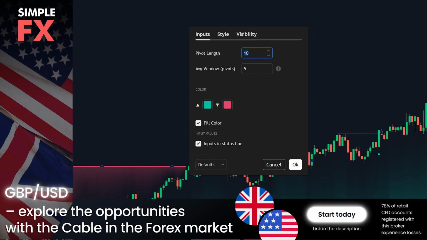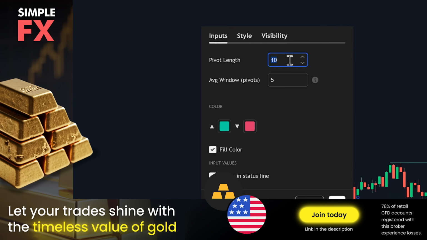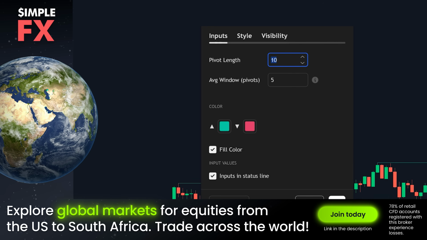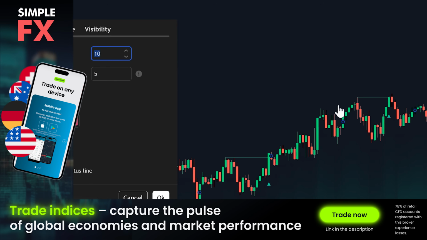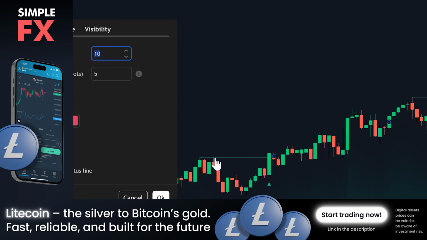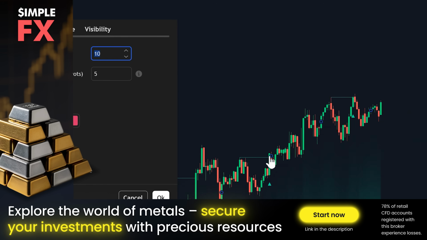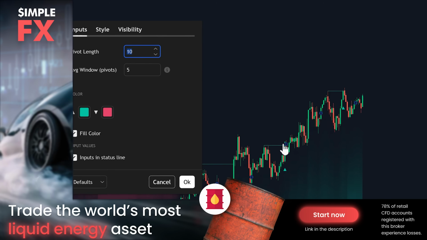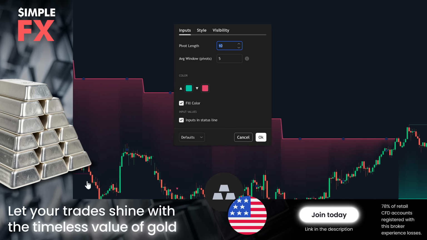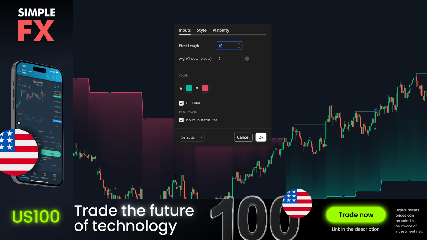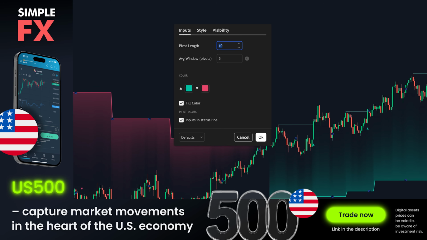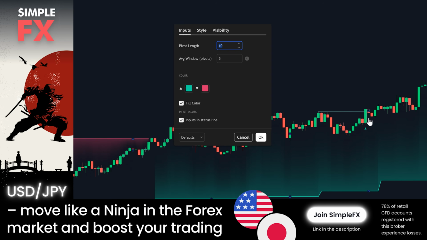With pivot length set to 10, breaks of those pivots usually carry more weight because the market had to respect that level for longer. When price finally closes through it, that breakout or breakdown is more likely to be a clean structural event than it would be with a very small length that fires on every little wiggle. That's why a length of 10 can feel more reliable when you want stronger signals instead of constant flips.